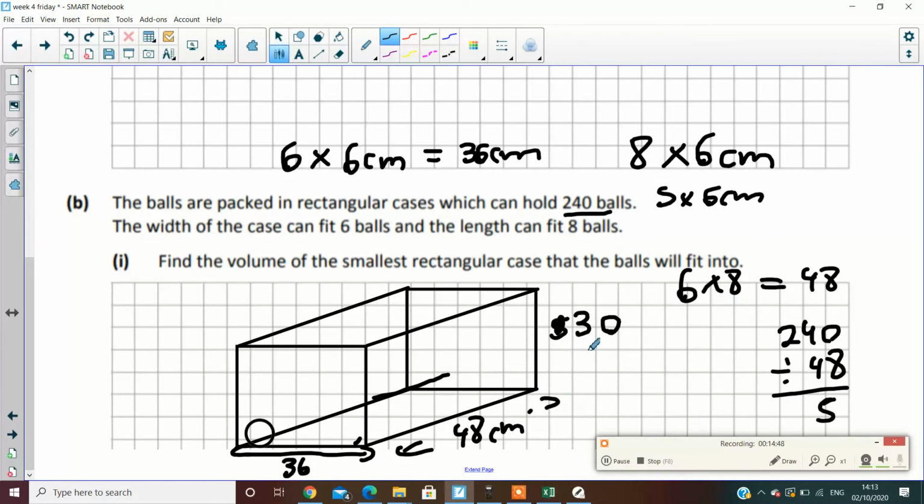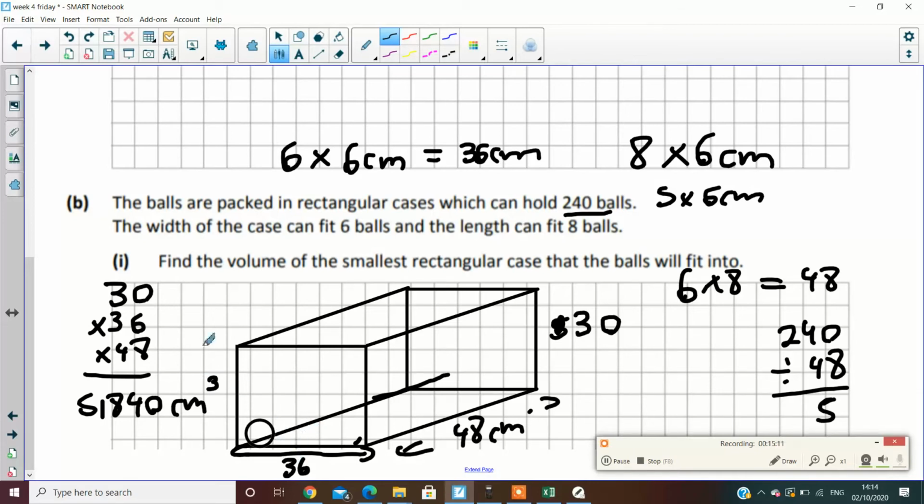You are doing 30 by 36 by 48. So 30 multiplied by 36 multiplied by 48. You should get 51,840 centimeters cubed. All right, who got that one?